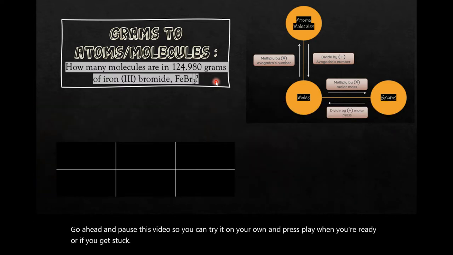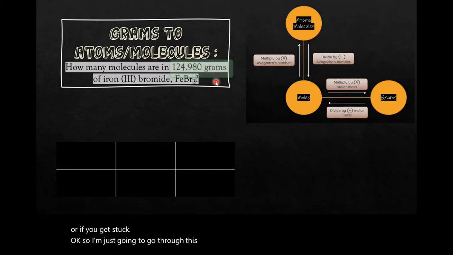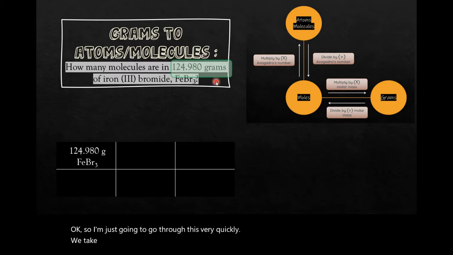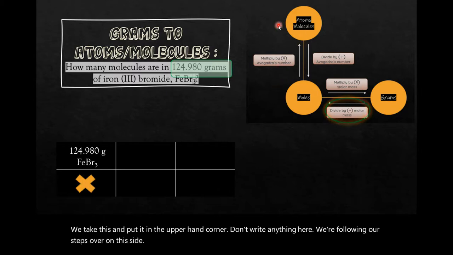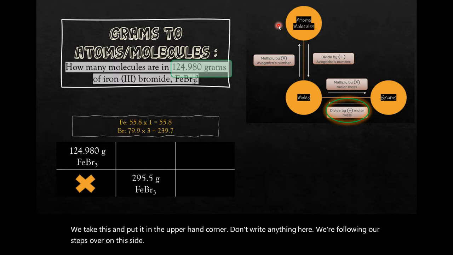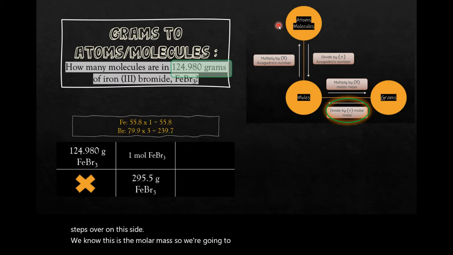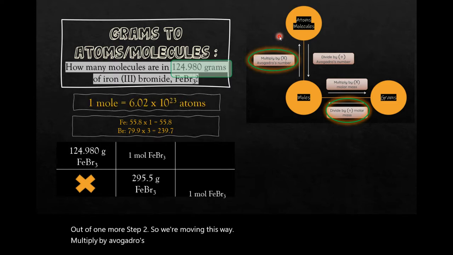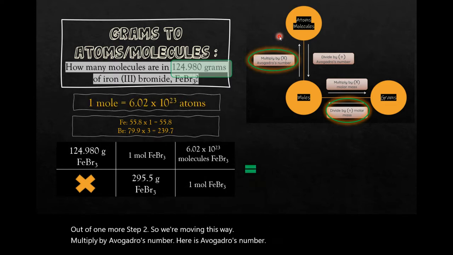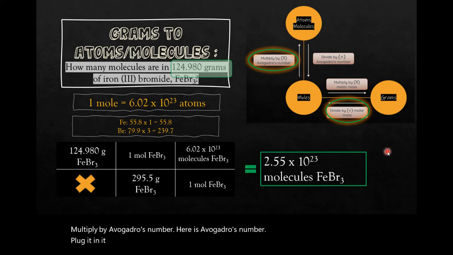Okay, so I'm just going to go through this very quickly. We take this and put it in the upper left-hand corner. Don't write anything here. We're following our steps over on this side. We know this is the molar mass, so we're going to divide by molar mass out of 1 mole. Step 2, so we're moving this way. Multiply by Avogadro's number. Here's Avogadro's number. Plug it in. It equals 2.55 times 10 to the 23rd molecules of FeBr3.